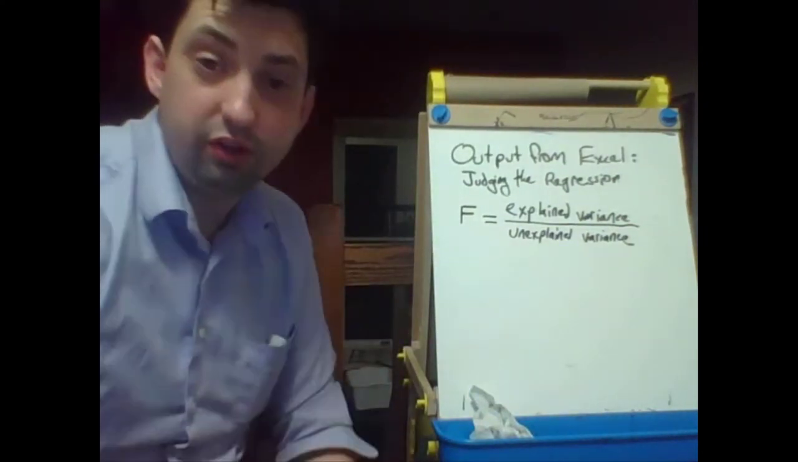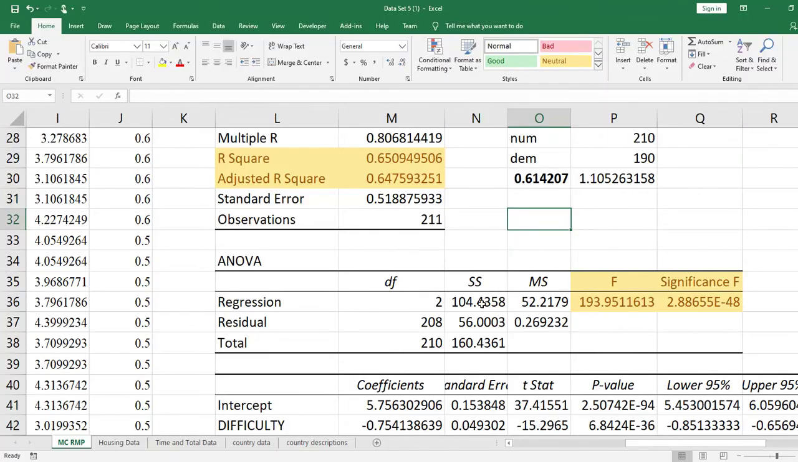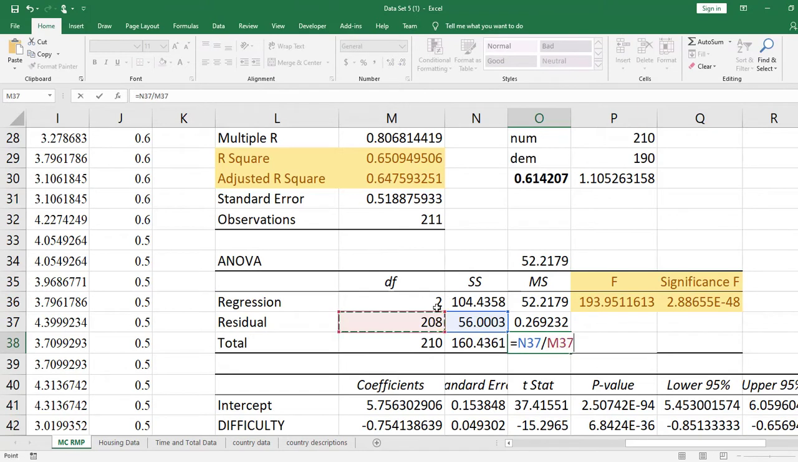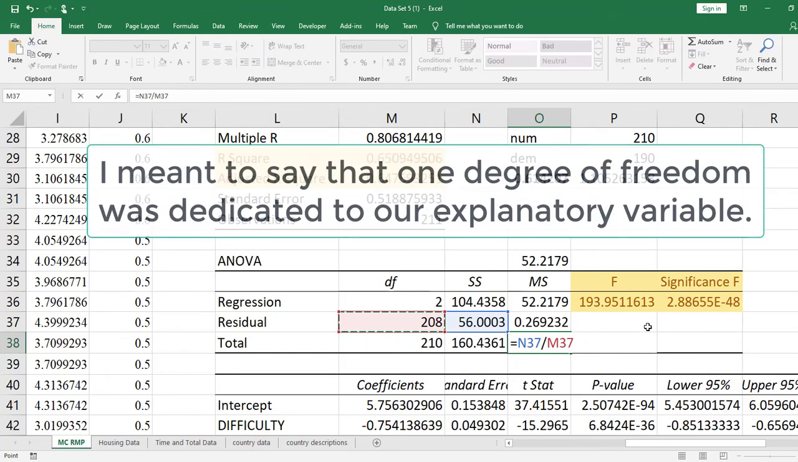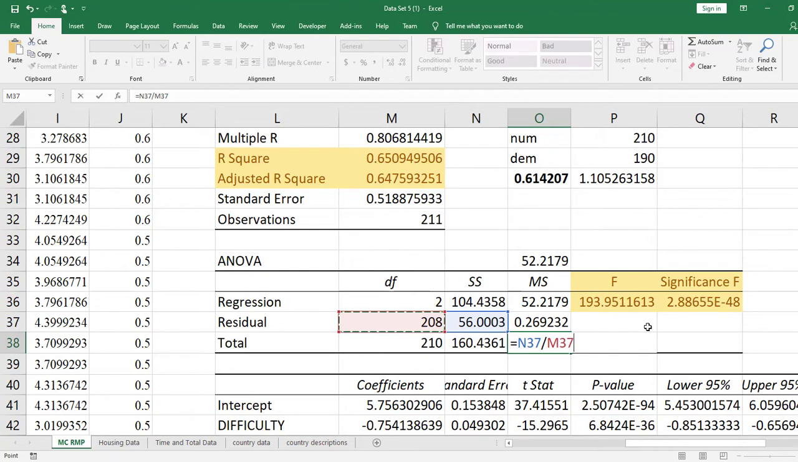You can see where this MS comes from, because MS is equal to our explained sum of squares divided by our degrees of freedom. And our MS residuals is equal to our residual sum of squares divided by its degrees of freedom. We have 2 degrees of freedom here because we have 2 explanatory variables, and 1 dedicated to our Y value, or what we're predicting. So if we have 211 observations, we take out 3 total, 2 for the 2 X's, 1 for the Y, and 211 minus 3 is 208.